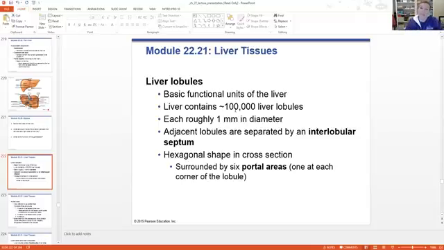They have a hexagon-shaped appearance in a cross-section, and there are 6 portal areas, 1 at each corner of the lobule. So do yourself a favor right now. Draw a hexagon on your paper. It looks like this, right? At each corner, you're going to have a portal area. So draw a circle at each of those corners. Those are the portal areas on the liver lobule.